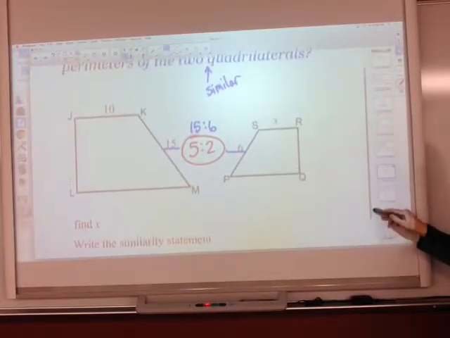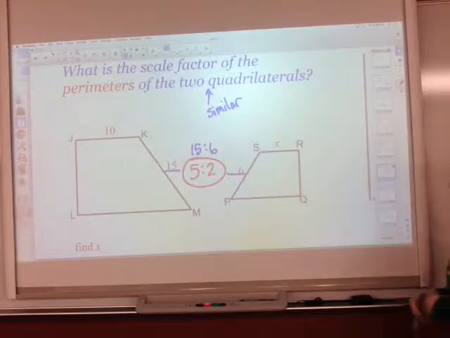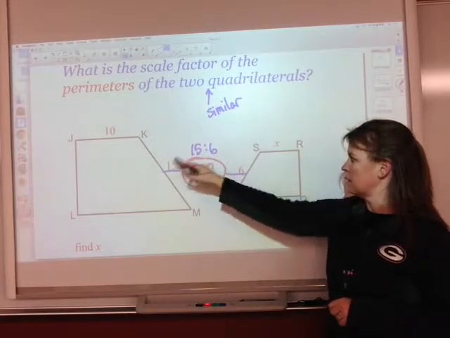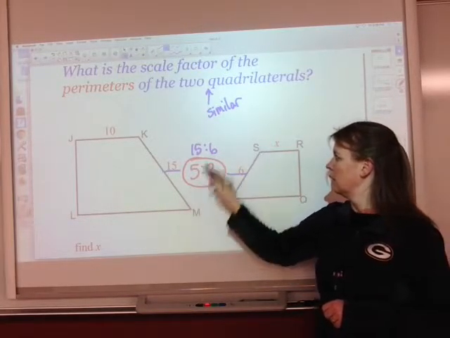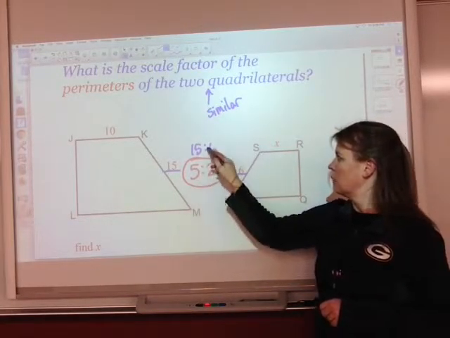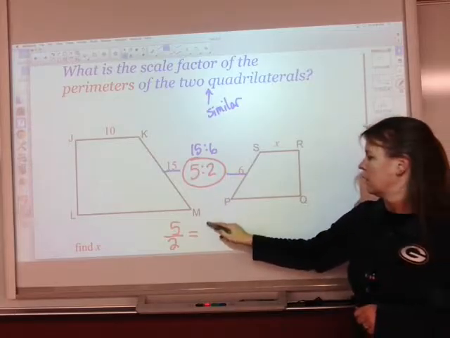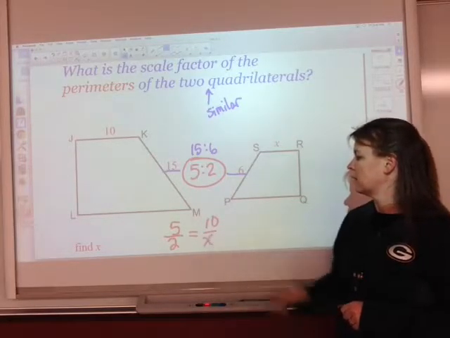Continue on this question. Find x. How do we find x? We take that similarity scale factor. We might as well use the reduced one, smaller numbers to work with. 5 is to 2 as 10 is to x.